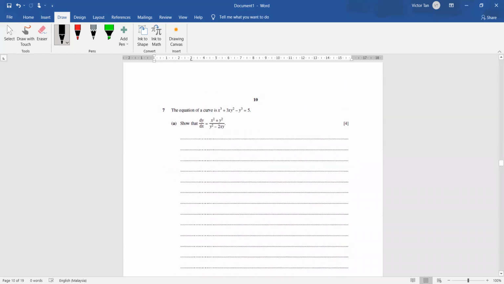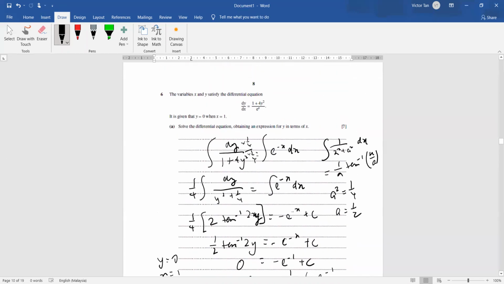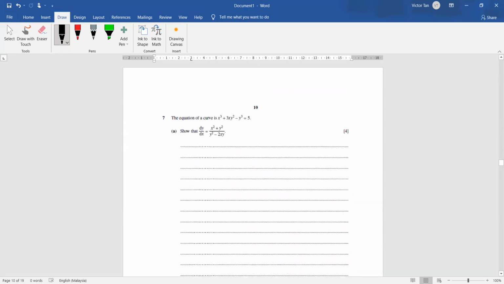The equation of a curve is x cubed plus 3xy squared minus y cubed equals 5. Let me see if I miss anything or not here. Okay, nothing. So this is an implicit function. In an implicit function, you just differentiate each and every term separately. So differentiating x cubed, we get 3x squared.